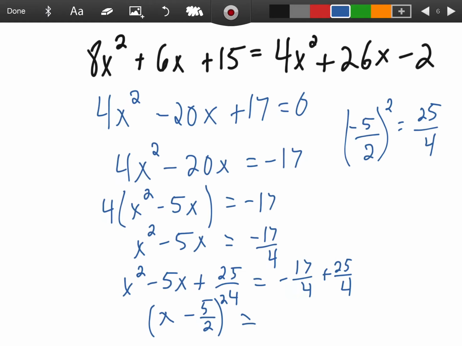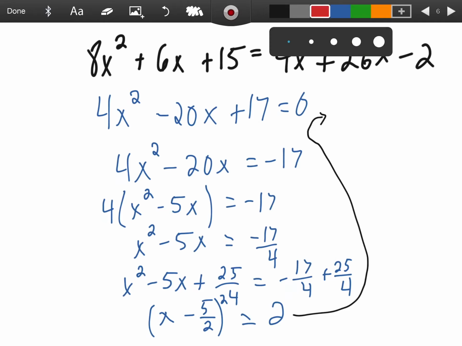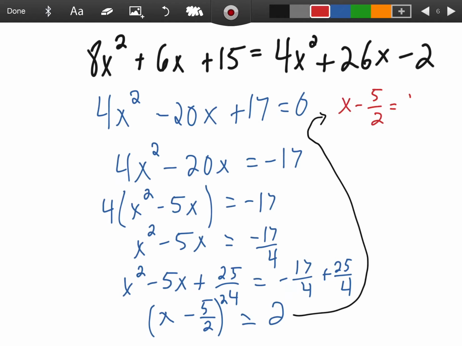And that's going to be equal to, well, negative 17 fourths plus 25 fourths is positive 8 fourths, which is 2. All right, I'm going to erase this stuff on the side here. I'll even change color so we can see where we're going next. Let's go red. Okay, I'll extract square roots. So take square root of both sides. I have x minus 5 halves equals the positive or negative square root of 2. We cannot simplify, so we'll just leave it as square root of 2. Then I'll just add the 5 halves over. 5 halves plus or minus the square root of 2.